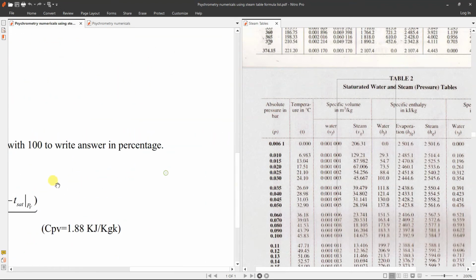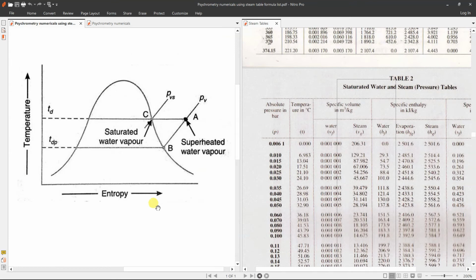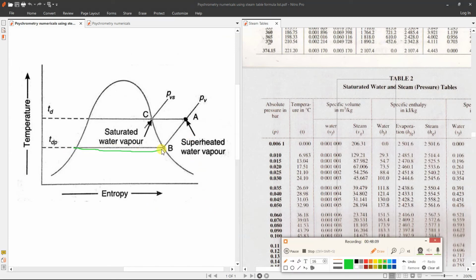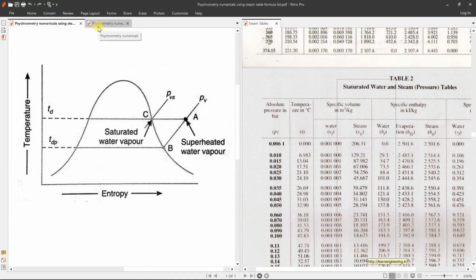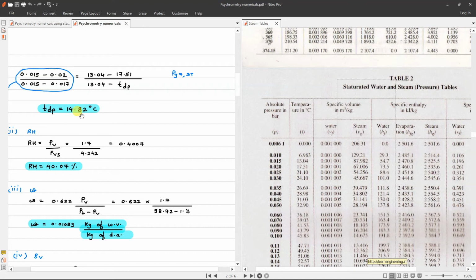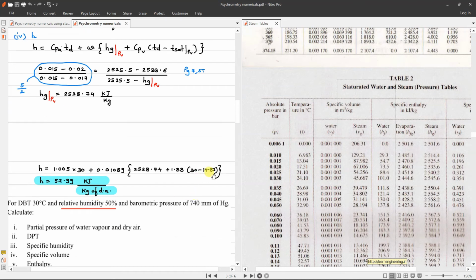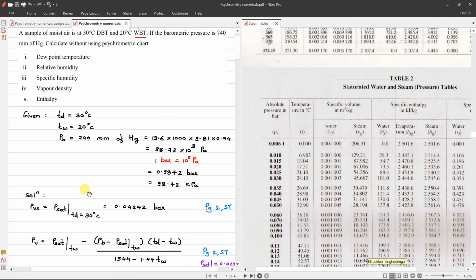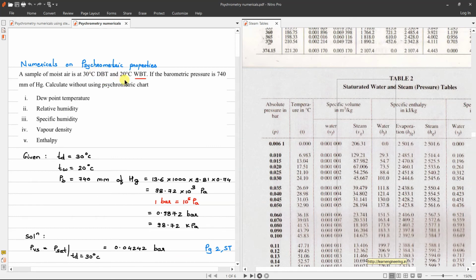Understand that. See the diagram again. Tsat, the saturation temperature at PV pressure, will be the dew point temperature, and the dew point temperature we have already calculated by interpolation. So take that value. What is that value? 14.82 degrees Celsius. Substitute that value 14.82, and you will get specific enthalpy, which is 57.99 kilojoule per kg of dry air.